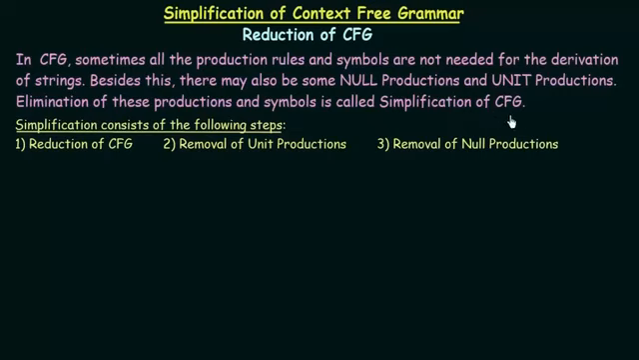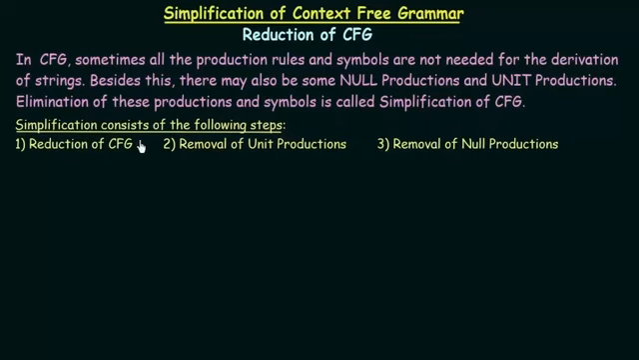So we have studied about context-free grammars, and in those grammars, sometimes all the production rules and symbols are not needed for derivation of strings. So we can eliminate those unnecessary productions and symbols, and that is called simplification of context-free grammar. Also, there may be some null productions and unit productions. Now, the meaning of these null productions and unit productions, I will explain to you in the coming lectures, so don't worry about it. And so, elimination of these useless productions and symbols is called simplification of the context-free grammar.